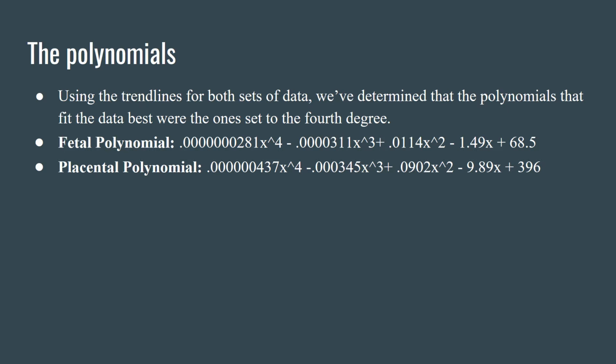Using the trend lines for both sets of data, we've determined that the polynomials that fit the data best were the ones set to the fourth degree. The fetal polynomial is as follows, and the placental polynomial is as follows as well.